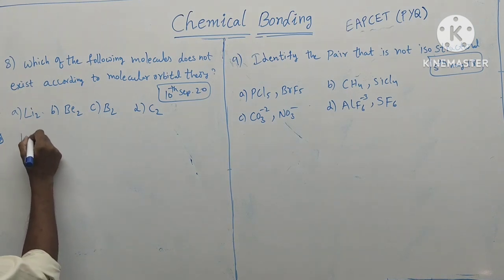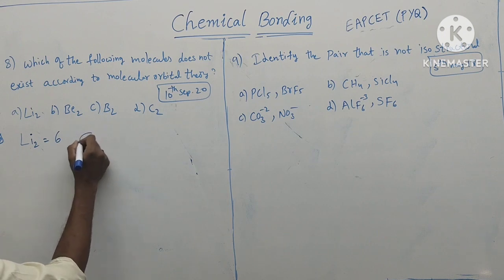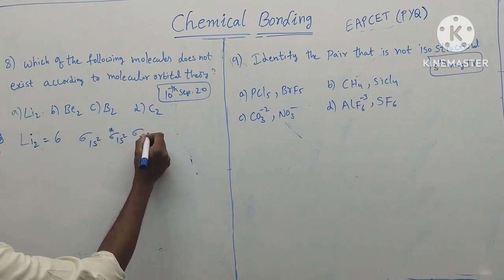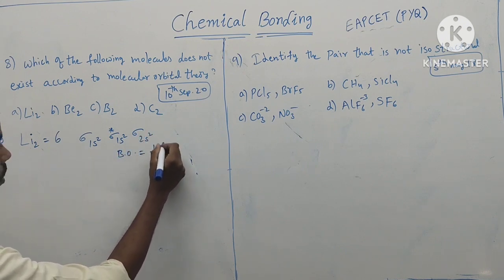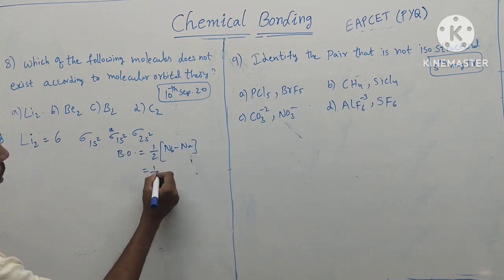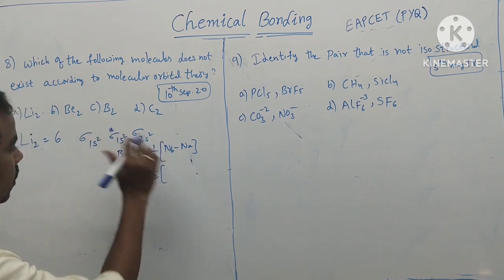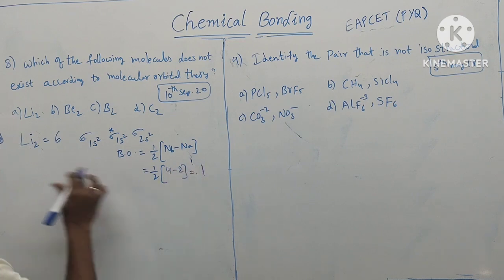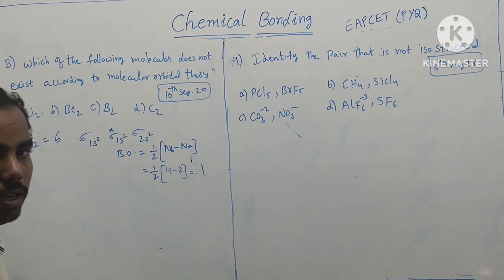First one, Li2. Li2 has 3 plus 3, 6 electrons. 6 electrons means sigma 1s2, sigma star 1s2, sigma 2s2. So what is the bond order? Bond order is equal to half into number of bonding electrons minus number of anti-bonding electrons. Bonding electrons are without star, anti-bonding are with star. So 4 minus 2, by 2, is 1. So Li2 bond order is 1. If bond order is 0, that molecule does not exist.